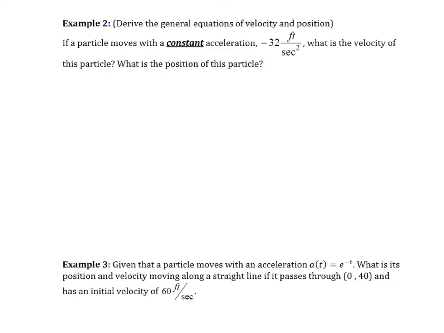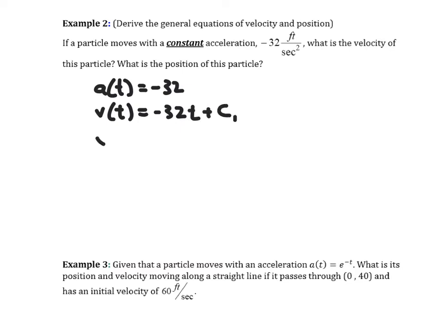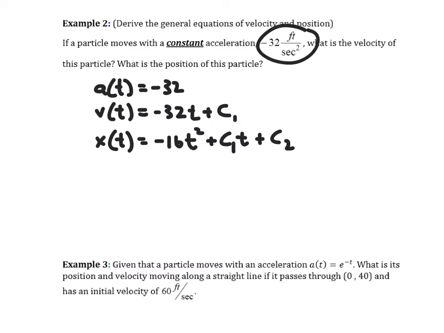Alright, so if a particle moves with a constant acceleration of negative 32, then its velocity would be the integral of that, which would be negative 32t plus c1, and its position would be negative 16t squared plus c1 times t plus some other constant, let's call it c2. Okay, this is, by the way, acceleration due to gravity on Earth.